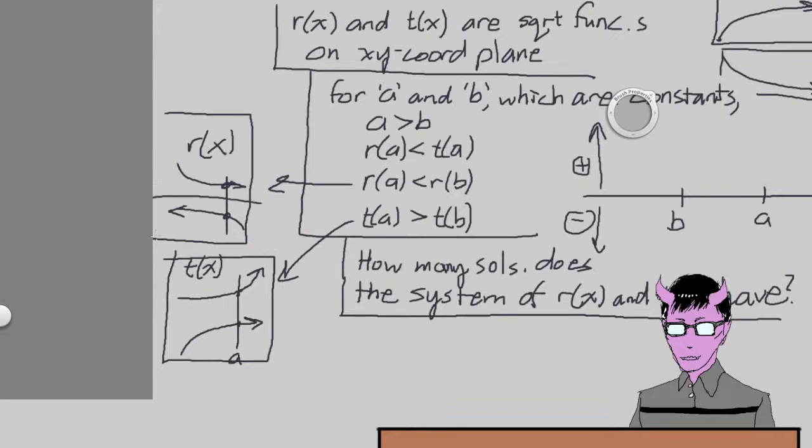It could be that we have this scenario, right? In this case, this y value for r of x is less than this y value. So we're still guaranteed one solution right there. So given either of these two scenarios, if we assume this is true for graph t of x, then we're guaranteed we have one solution regardless of the situation. But is that true if we have this scenario, right? Is that true?